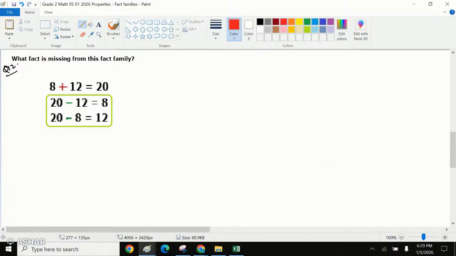8 plus 12 was given, and your answer is, we change the position of the two numbers. 12 plus 8 would also be equal to 20.